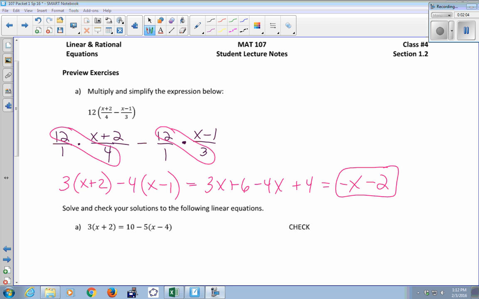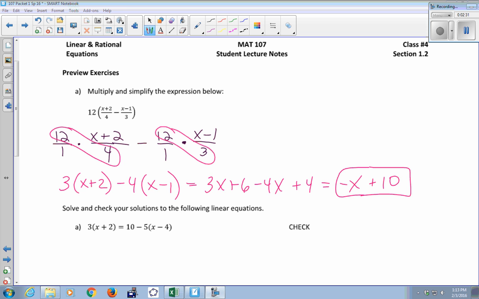Yeah, I made a mistake. Plus 6 plus 4 is plus 10. Thank you. Maybe that's why it was in my head. All right, so there's lots of ways to get to that negative x plus 10.